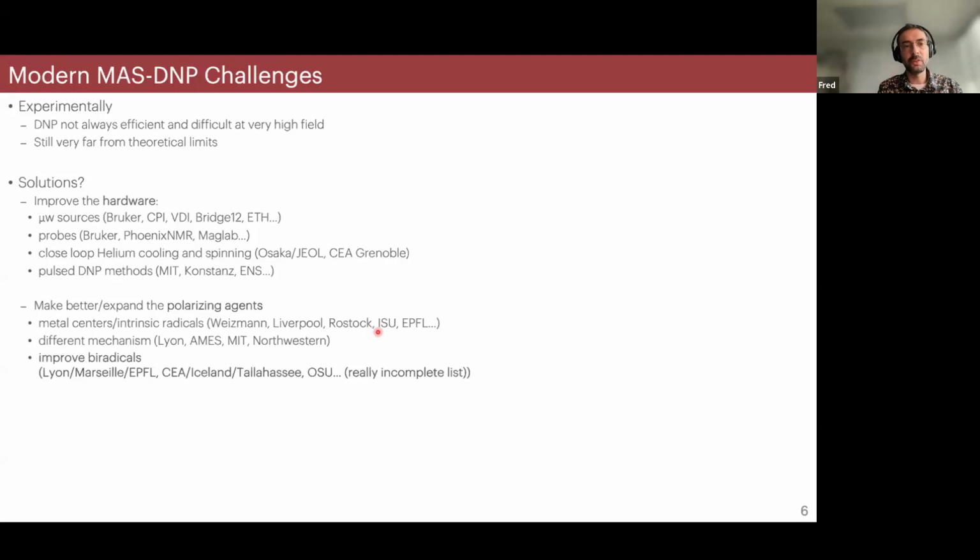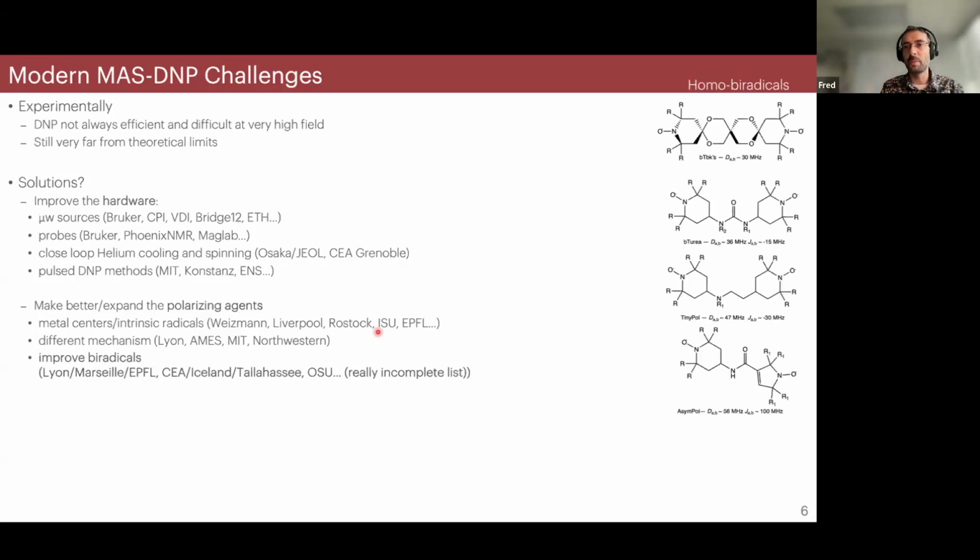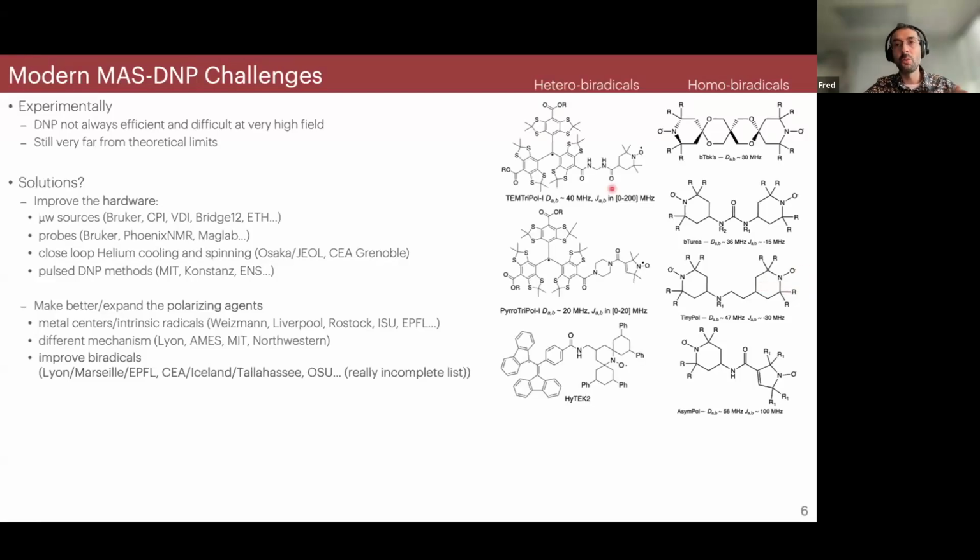As far as I'm concerned, I'm interested in improving biradicals. This is something that I'm really keen on. There are basically two families of biradicals: the homobiradicals, where the two moieties have roughly the same G tensor, so the same interactions with the magnetic field, or the heterobiradicals, where it's a different G tensor for the two moieties.